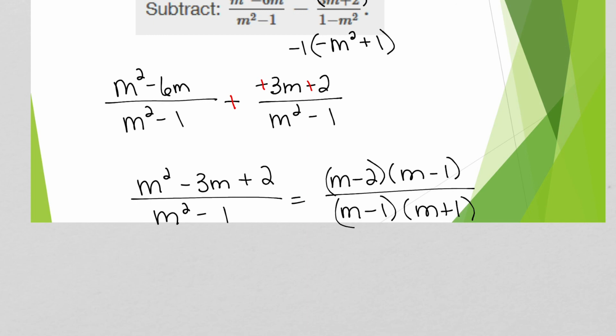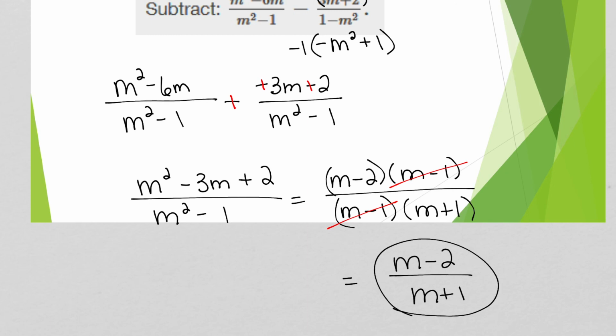Now let's mark out our like factors. There and there. Gone. All right, so what am I left with? My numerator has an m minus 2. My denominator has an m plus 1, and that is it.